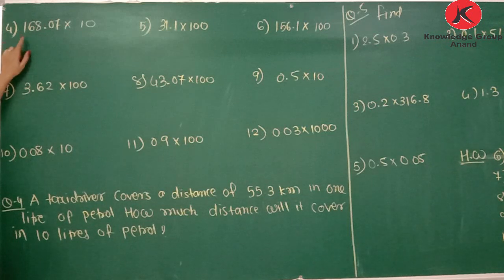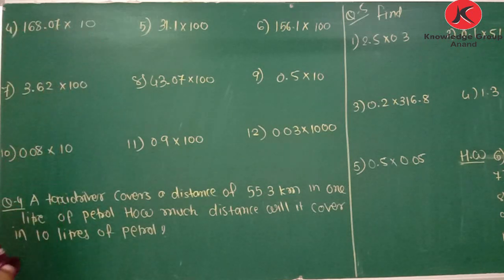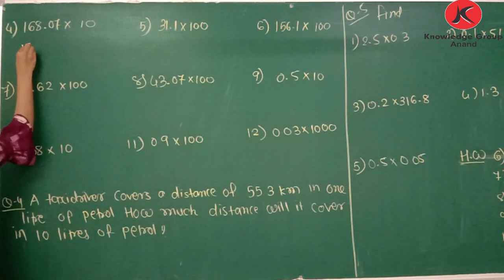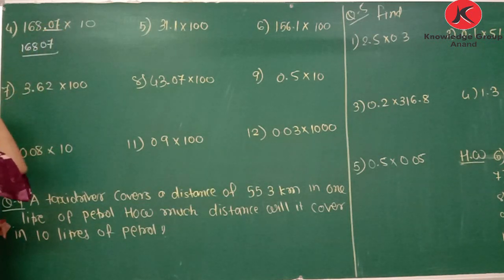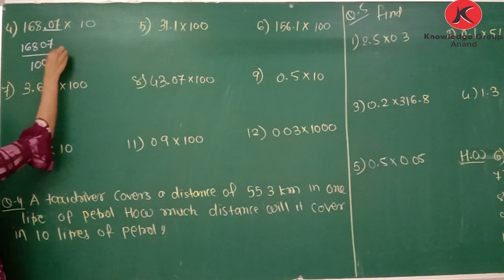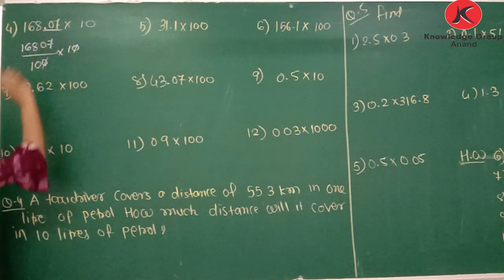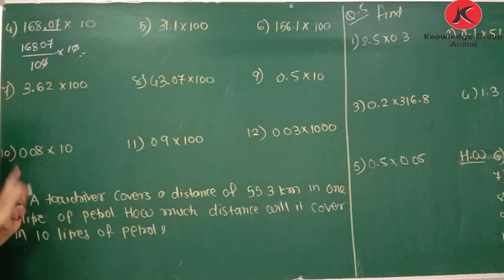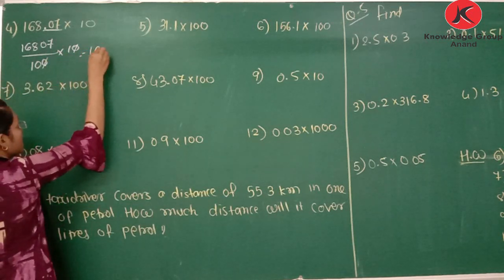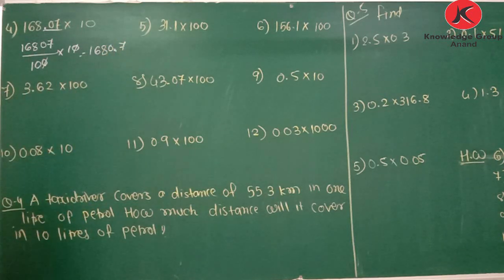So question number 4, 168.07 multiply 10. If there is a 10 in a multiplication, move the decimal point one step to the right. Otherwise you can write 168.07. How many digits are after the point? 2 digits, so you can write 100 multiply 10. Clear? So 10 will cancel. I wrote 100 because there are two digits after the point, so 10 will cancel out. So it is 10 in a divided now. So you can write 1680.7. Clear? If you want to write it directly, that also works.